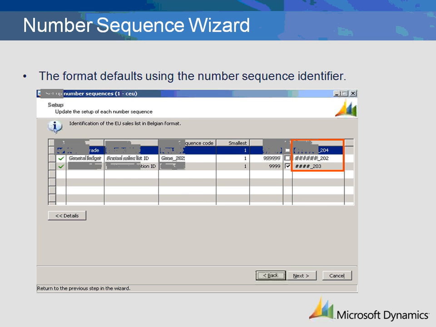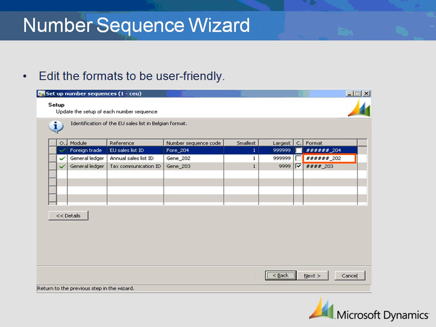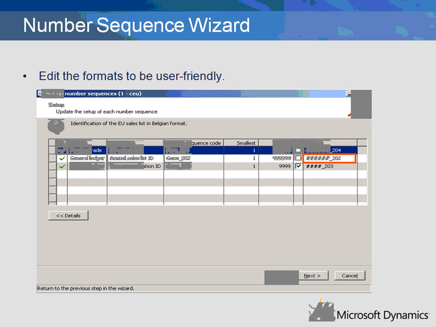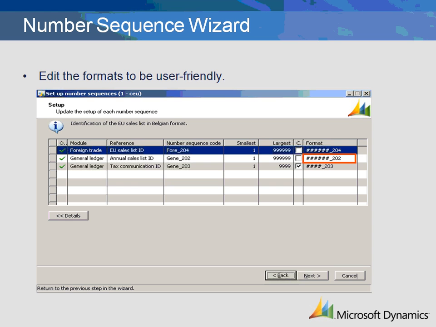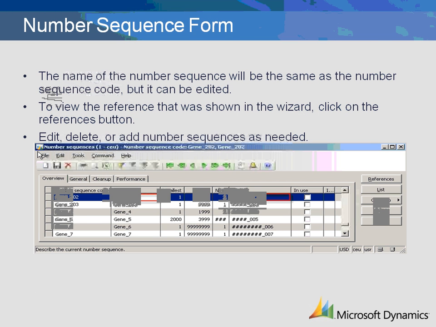The Format field is the most important field in the wizard. This field is used to define how the number sequence will be generated in Microsoft Dynamics AX. The pound sign represents the number of digits. Any letters or characters will appear as is. You may edit the formats to be user-friendly as needed. The name of the number sequence will be the same as the number sequence code, but it can be edited. To view the reference that was shown in the wizard, click on the References button.